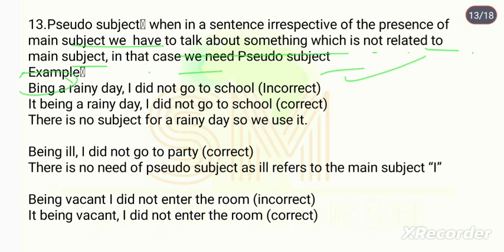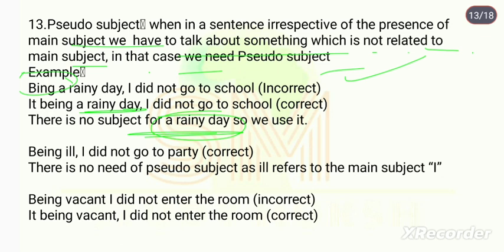यहाँ पे subject नहीं है, तो we have to use being a rainy day. So, it being a rainy day. Okay, so for rainy day we have to use here it: It being a rainy day, I did not go to school. It will be correct. There is no subject for the rainy day word, so we have to use here it.